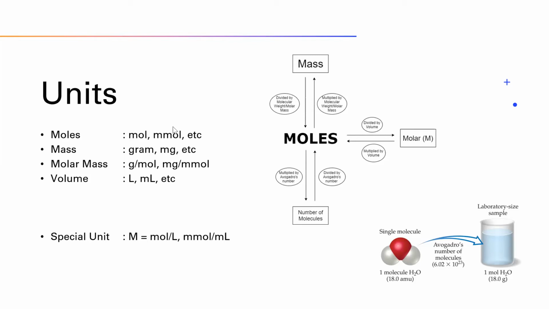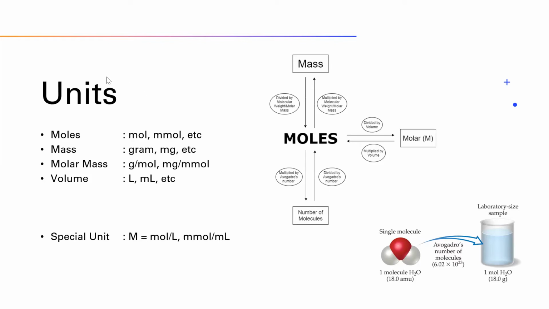And the most important thing from this diagram is the units, because mole has many units. For example, we have mole, millimole, etc. And also for mass, we have some units: gram, milligram, kilogram, etc. And for molar mass, usually we only have two. We can use gram per mole or milligram per millimole. And for the volume, we have liter, milliliter, etc.